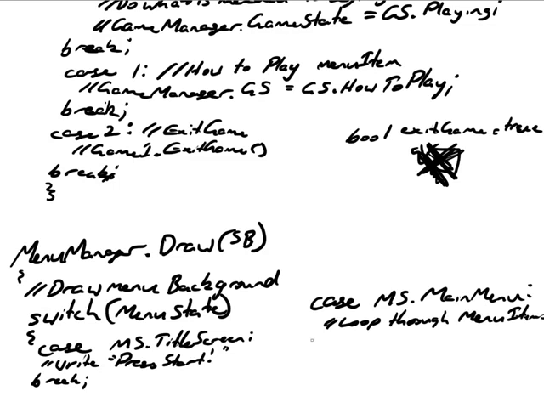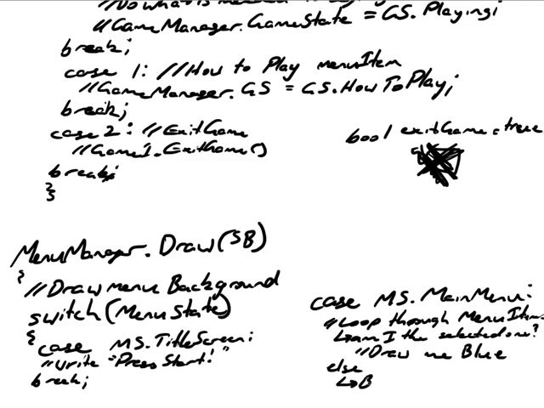And as you go through each one, check it out. Is it currently selected? Am I the selected one? Then draw me a different color. We'll say draw me blue. Else, I'm not the selected. Draw me white.